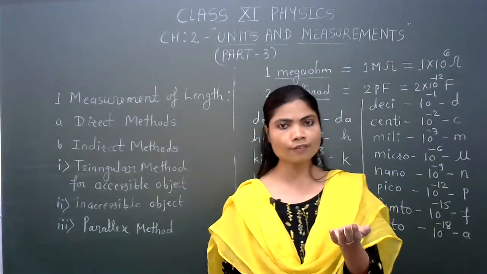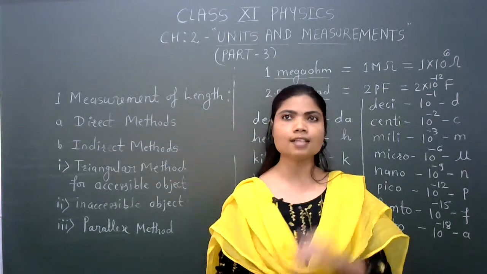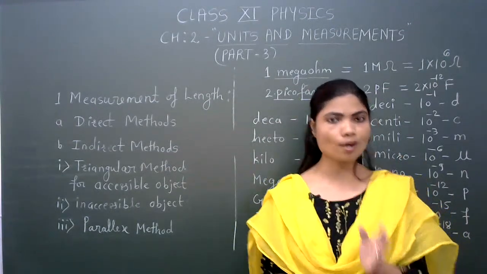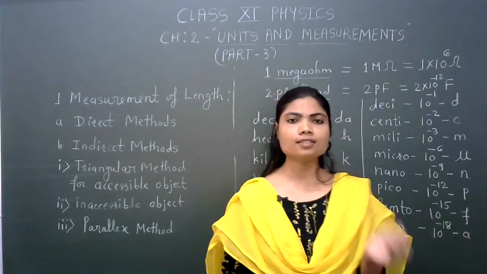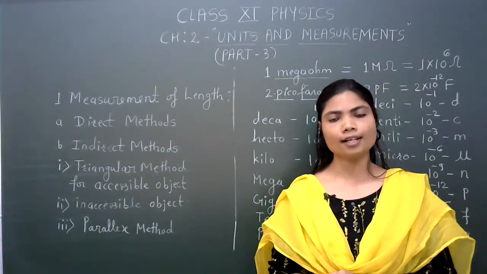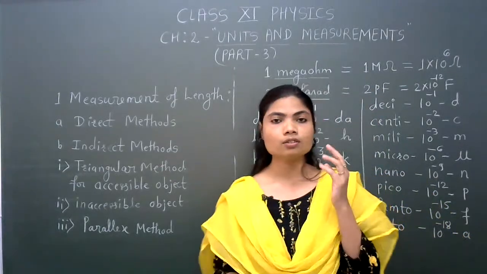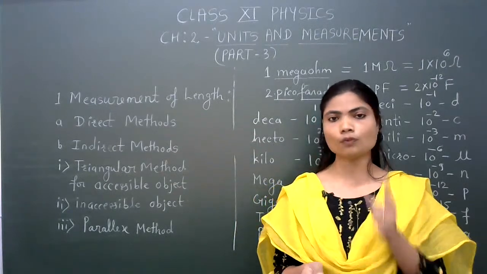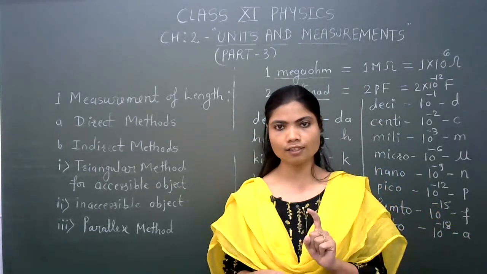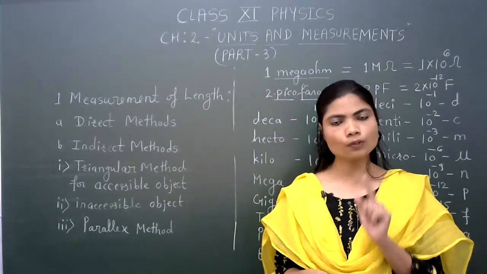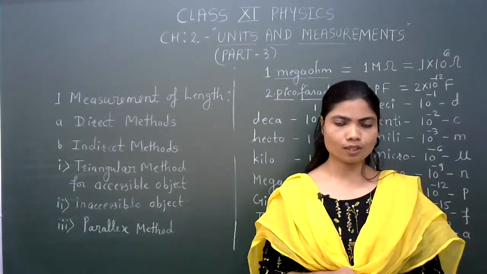I have explained the definition already. Length is actually the separation between two points in space, or the distance of separation of 2 points in space. That is nothing but your length. But there are certain types to measure this length. The first is the direct method and another is the indirect method, right? So we will start with the first, the direct method.